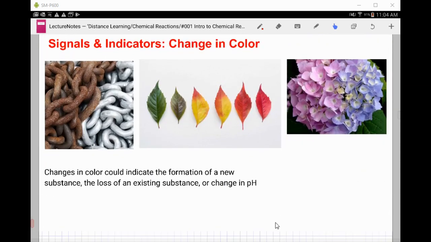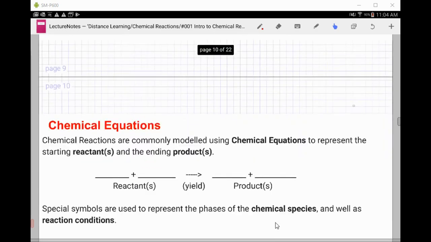Changes in color. We have rusting example on the left there. We also see a new solid forming on the left there on the outside of the chain, but it also is a different color. Leaves and flowers changing color, blooming, all of those are chemical reactions as well. The leaf and flower petal colors are actually related to the acidity or basicity, the pH of the cells inside the leaf.